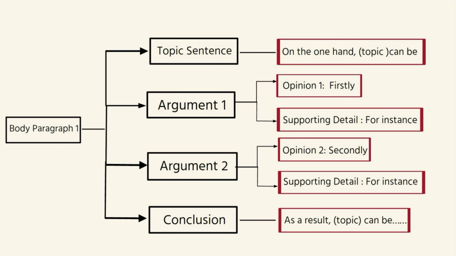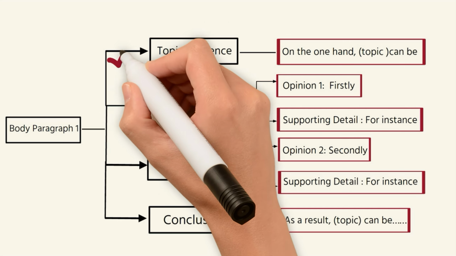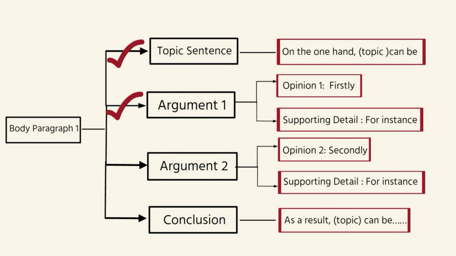Let's look at the flowchart first. Altogether, 4 parts. Topic sentence, Argument 1, Argument 2, and Conclusion. We know that conjunctions are very important for constructing arguments.